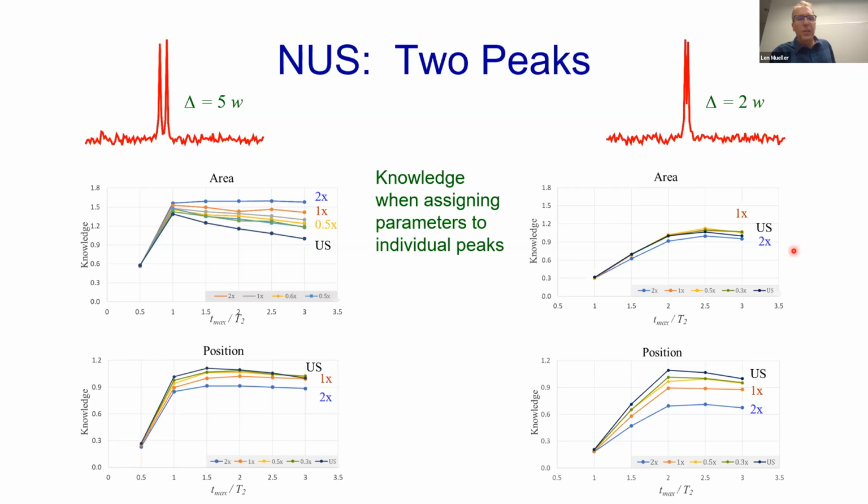And I should point out, the knowledge loss here isn't inherent to NUS. It actually has to do with the loss of resolution. What I'm trying to do is separate the amplitude and positions into the individual peaks. If I just forget about that separation and look at the sum amplitude, well, the sum amplitude looks almost identical to what we're seeing for the well-spaced peaks. So this is a question of the assignment to the individual peaks due to the loss of resolution.